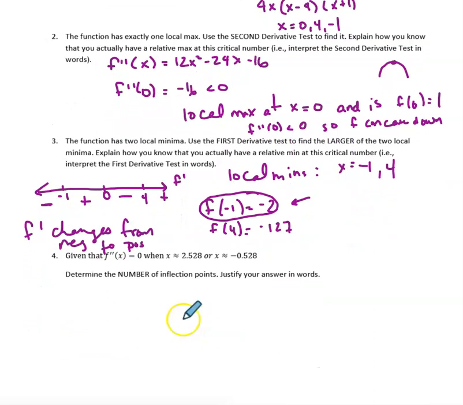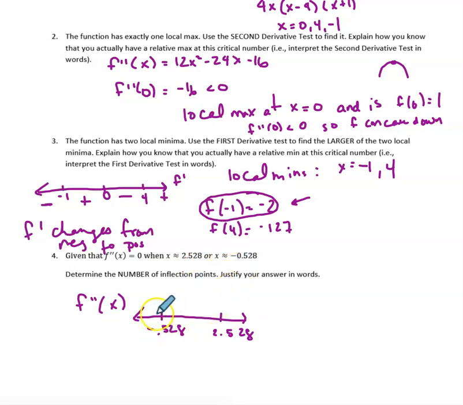Okay, now they're telling us that f double prime equals 0 at these two values. See, they didn't give us a calculator, so they had to give us these values. So it says determine the number of inflection points. What we're going to do is do a number line analysis here on our second derivative. So I labeled my number line as the second derivative. I'm putting in a -0.528, and I'm putting in a 2.528. Those are the two zeros of the second derivative that they gave us.